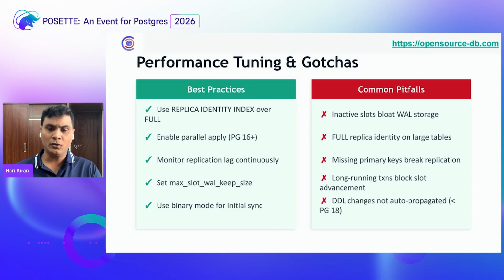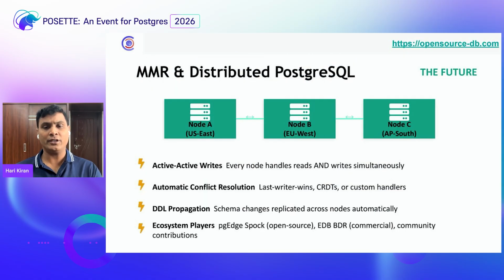Now let's move to the future of it, right? The distributed databases, the multi-master system, right? The holy grail of many Postgres users is multi-master replication, right? What you see on this slide is three Postgres nodes geographically distributed, each accepting both reads and writes with changes flowing bidirectionally between them. Like, this is active-active replication.